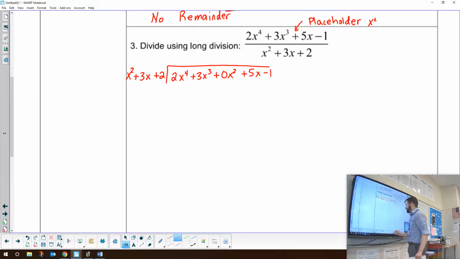So we're going to start off. I need to multiply x squared by 2x squared to get it to equal 2x to the 4th.